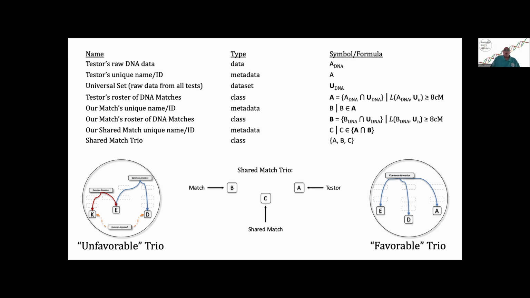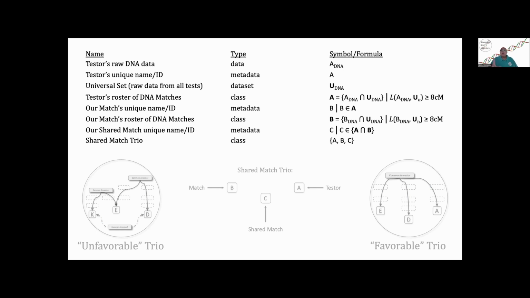Now, this is our taxonomy for a shared match trio, and it reads almost like a recipe with ingredients such as the raw DNA data and the universal set and processes we use to select our match and shared match and generate a roster of DNA matches for each of those individuals. What this taxonomy doesn't do yet is address the problem of how we're going to differentiate favorable from unfavorable trios, but here's where our carefully crafted taxonomy supports our investigation.